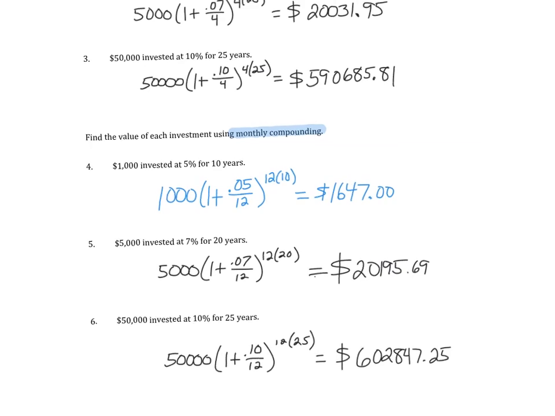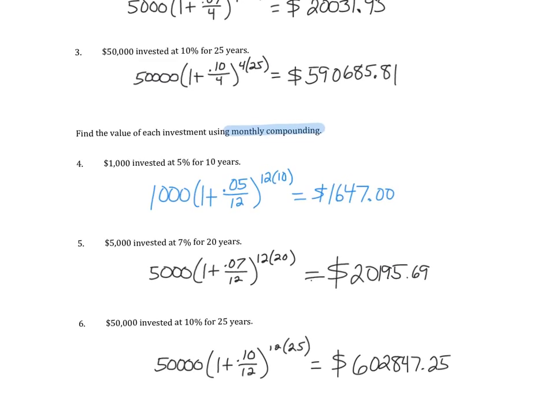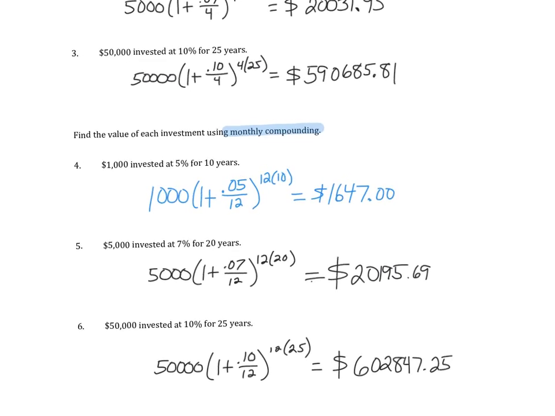I would recommend that you write the formula out every time to get in the habit of what's the mathematics going on here. How does this work? Why are these numbers where they go? The math really tells the story of why we divide the APR and why we multiply the exponent.